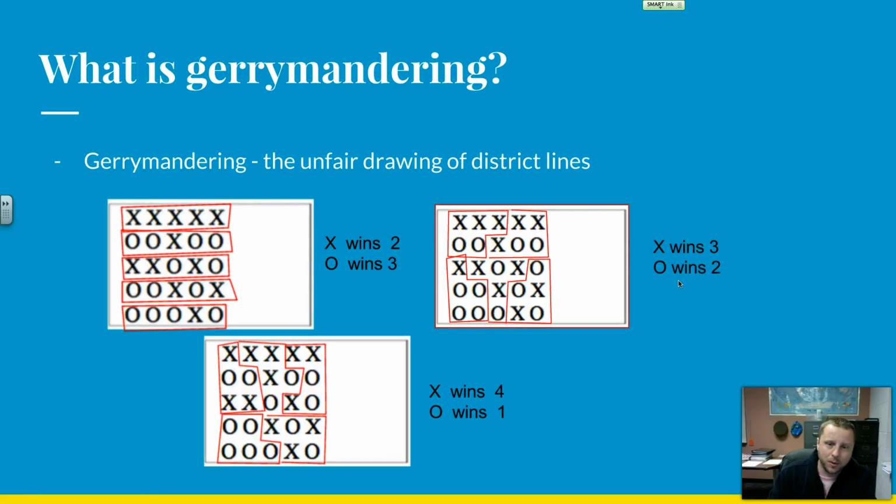Here's another example where we make it even worse. Remember, there's 13 O voters and 12 X voters, so the O's should win. And here, by drawing the lines differently, the X's win 4 districts and the O's win 1 district. The X's increase their political power in Congress.